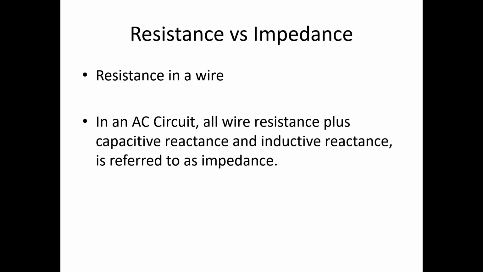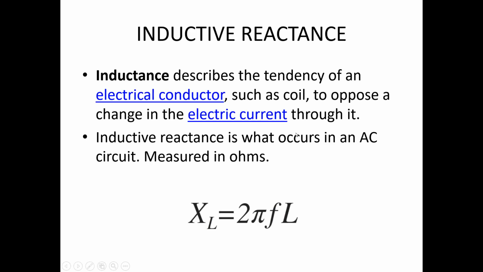It's going from positive to negative. It's being forced to change. The inductor is being forced to change. That adds resistance to the circuit, and that resistance we now call impedance in an AC circuit. So AC circuits will be measured by impedance, 50 ohm impedance, 75 ohm impedance, whereas in a DC circuit, it's just going to be by resistance.